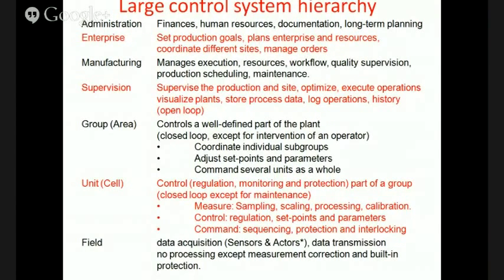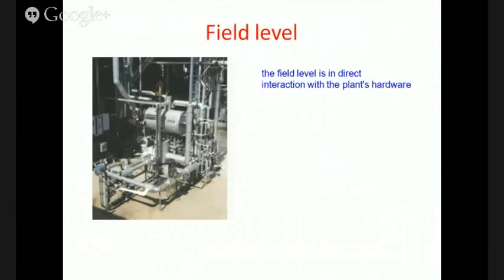This is the field level control. This is the actual equipment, the machinery. You can see this is the field level control. It is the direct integration, the direct control that you see here, right? With the plant's hardware. That is the field level control.